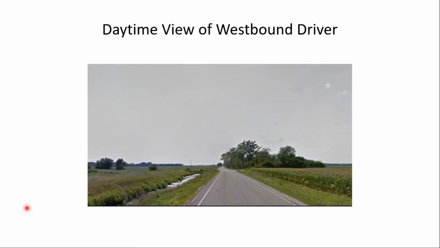So here's a daytime Google view of a westbound driver. The intersection is kind of right in here, but I think you can notice there's a little jog or offset that occurs at the intersection. And during the daytime, it's pretty visible. The defendant driver argued at night he had no idea, and he had stated he'd never been on this section of road. He had no idea there was that jog in the road.